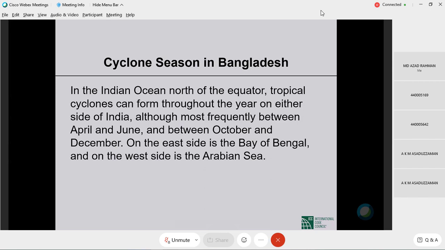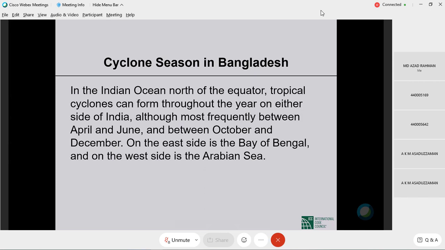The season is reversed. In the Indian Ocean, north of the equator, where Bangladesh is, tropical cyclones can form throughout the year on either side of India. Although most frequently, this is the important part, between April and June. So this is before the beginning of the hurricane season here, and between October and December, this is pretty much after the end of the hurricane season here in the US. So between April and June and between October and December.